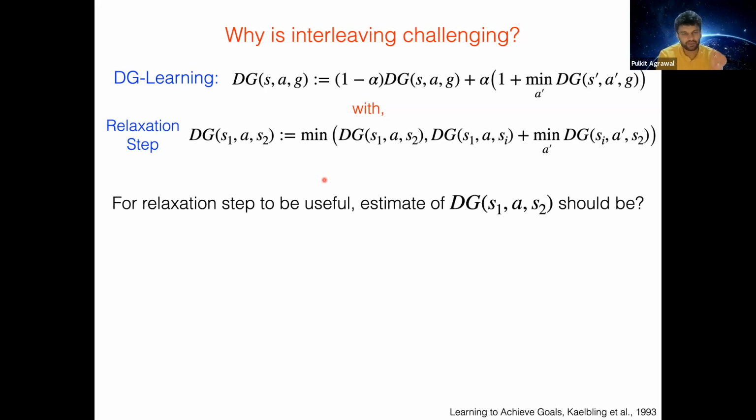It comes from a fact about some properties of DG, right? And instead of answering this question myself first, I have this poll which I'm going to launch. The poll says, for the relaxation step to be useful, the estimate of DG(S1, A, S2) should be optimistic, pessimistic, or doesn't matter.